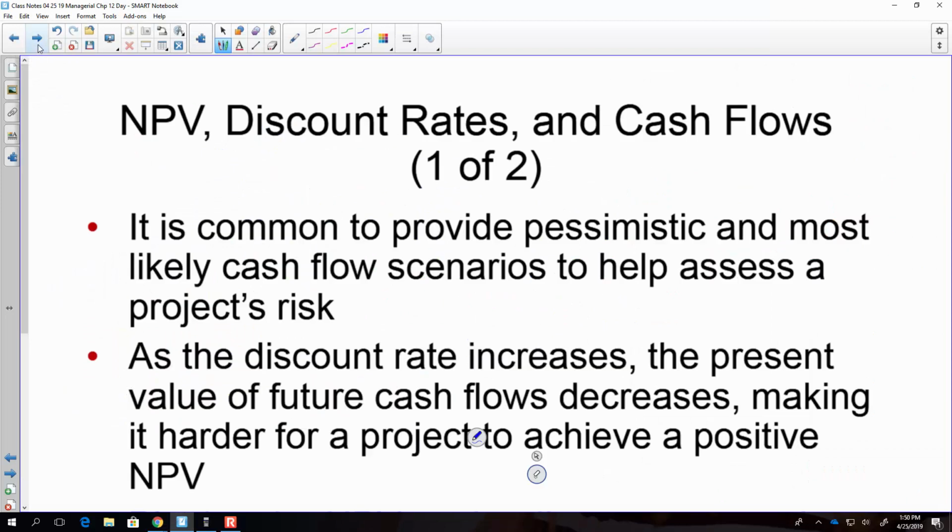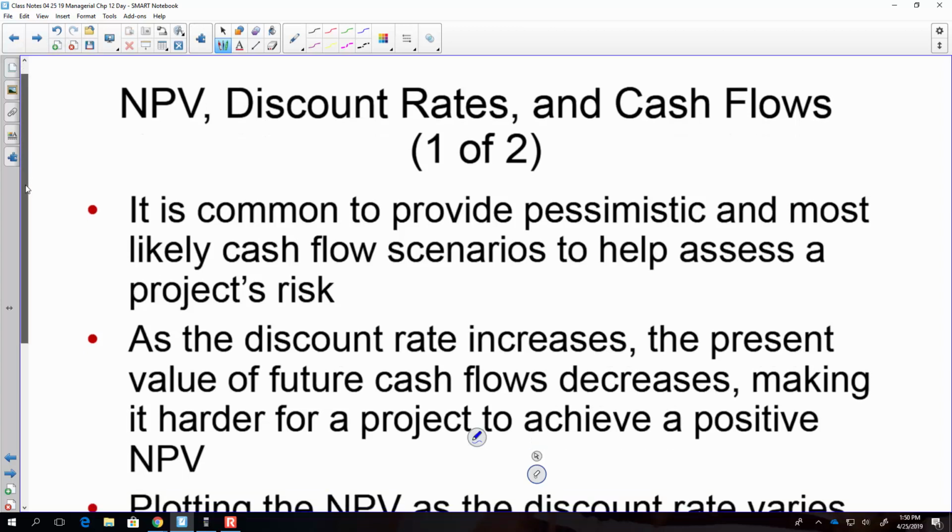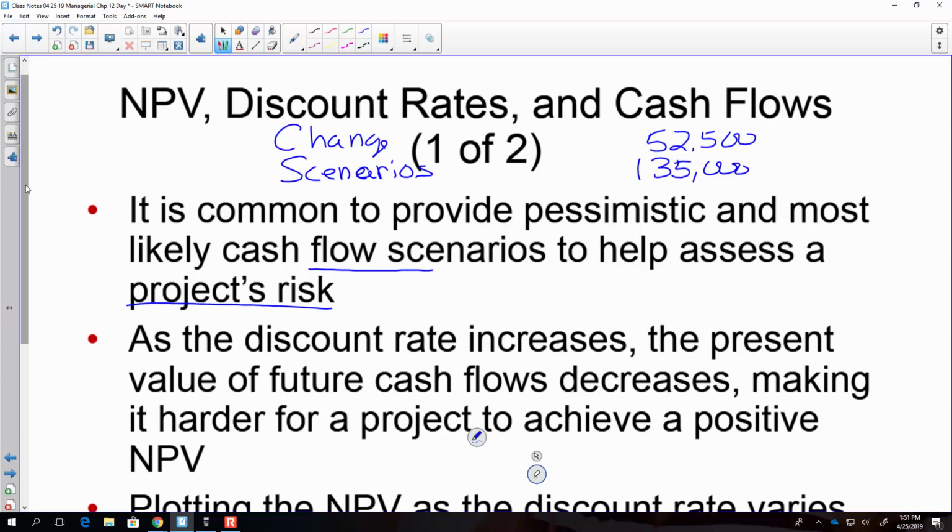So let's look at what else we have. Just some more information about net present value. We can change a lot of factors. We can change the discount rate. In other words, we can do a lot of scenarios with net present value. And that's what they're talking about here. We kind of talked about it with that individual who was looking to buy the business and finding out that just changing the cash flow amount, we went from 52.5 up to 135. We were able to make a net present value that was negative to a positive net present value.